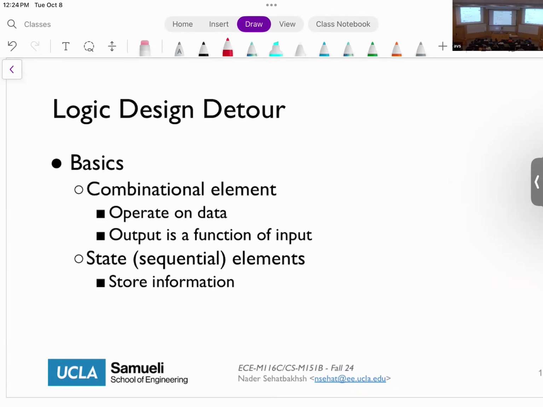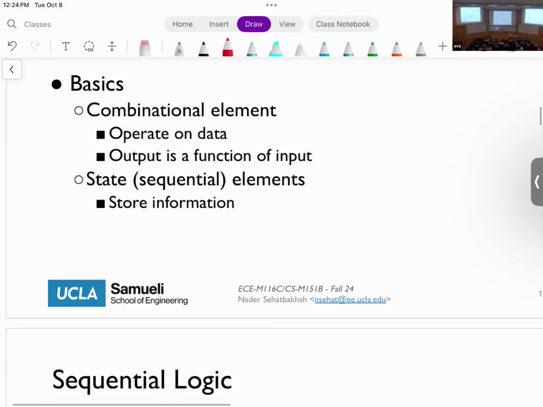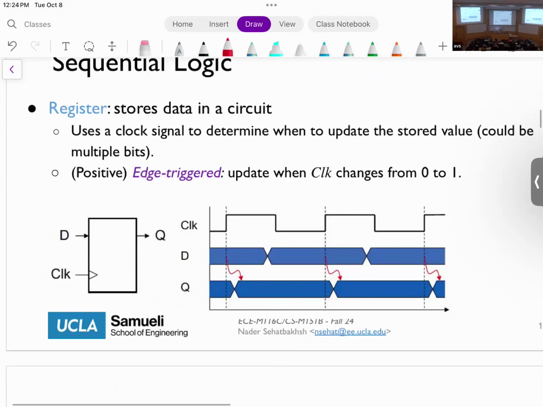Combinational elements typically operate on the data. It outputs a number, and it's not synchronized with any sort of clock. Sequential elements are those that have some form of memory, so you can store some information inside the logic unit. Sequential logic is typically shown as a flip-flop or a register. When we say a register, we typically refer to the sequential logic, right?